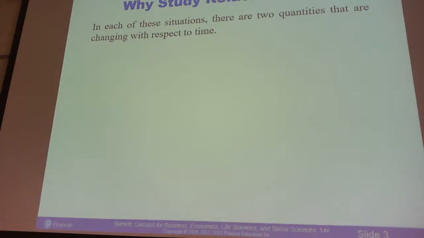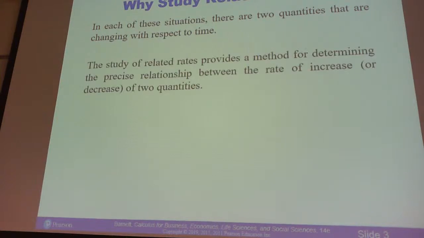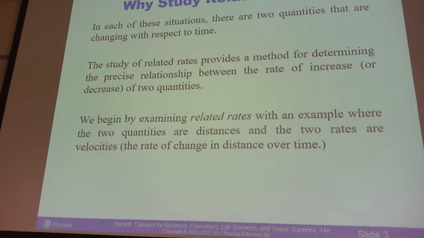In each of these situations, there are two quantities that are changing with respect to time. So the idea here is we've always been dealing with x or t, always one letter. Now, how do we deal with two variables? The study of related rates provides a method for determining the precise relationship between the rate of increase or decrease of two quantities. We begin by examining related rates with an example where the two quantities are distances and the two rates are velocities, the rate of change in distance over time.